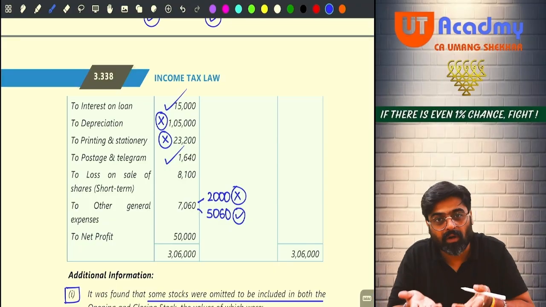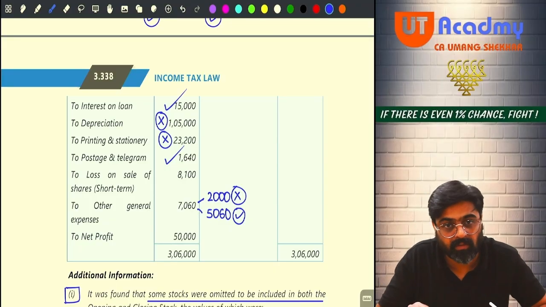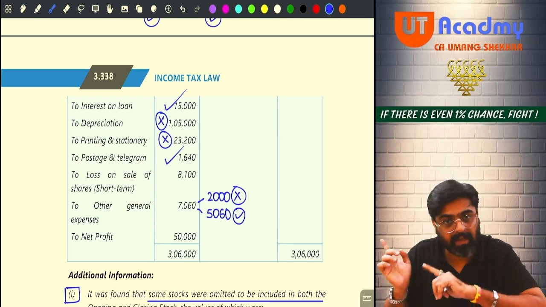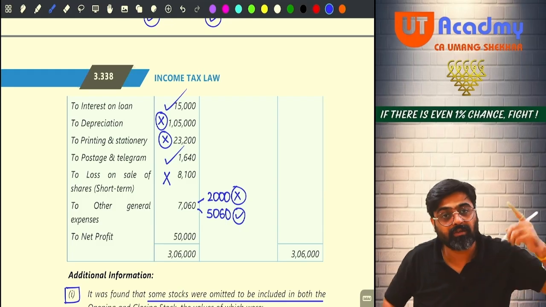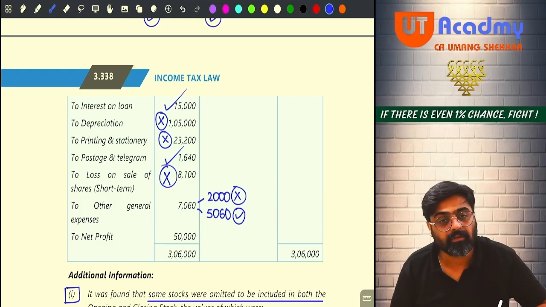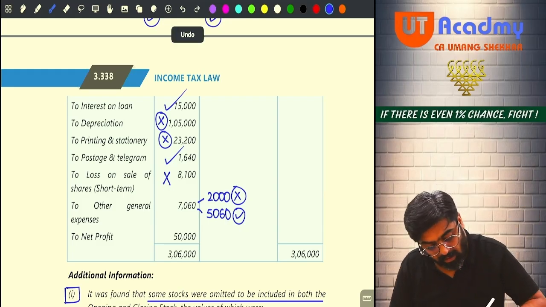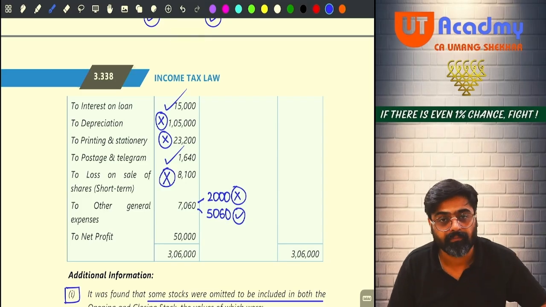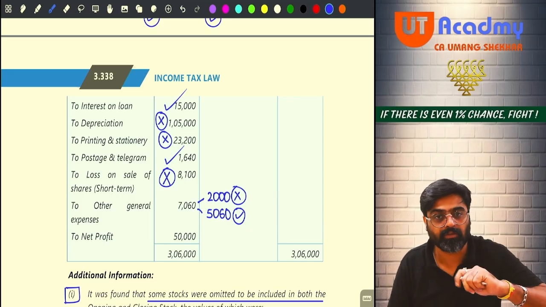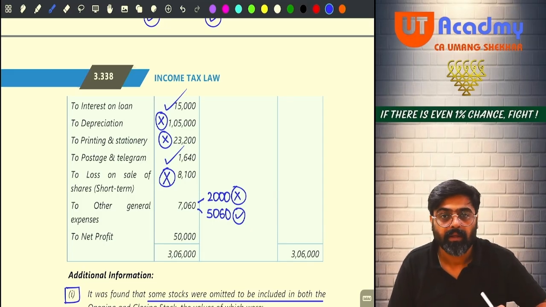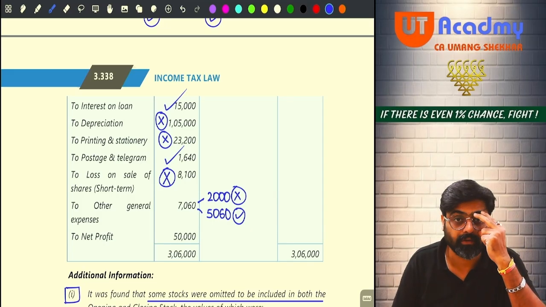So if this is not a loss which is incurred in the course of your business or profession, should this loss be allowed while calculating profits of your business? No, this will be disallowed. Cross mark. We will consider this under the head capital gains. This is a capital loss to be adjusted out of capital gains income, not to be adjusted while calculating business income. Why have you reduced it? Add it back. Hitting my point. And other general expenses we have already seen.